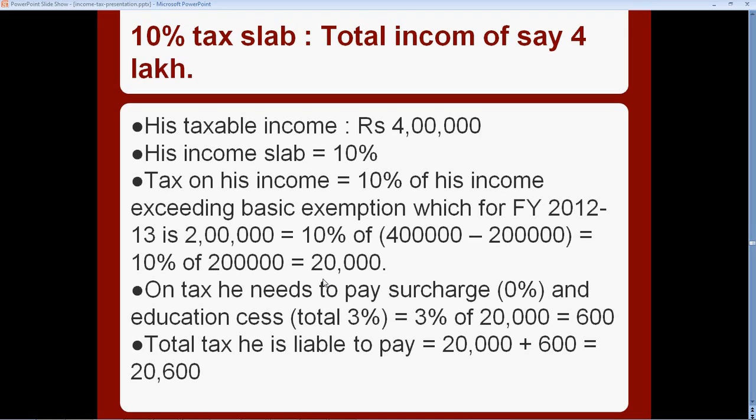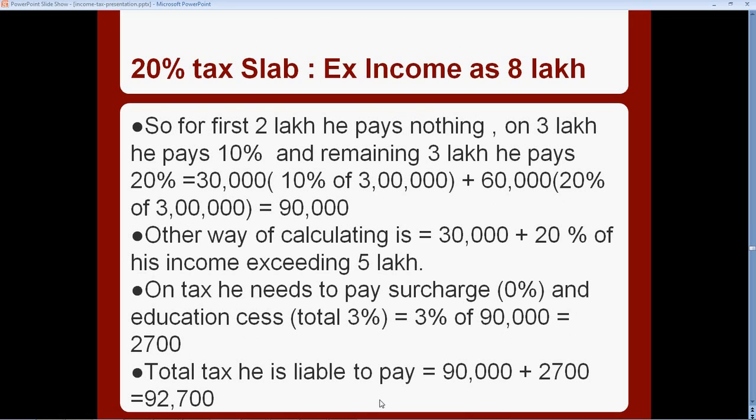On this, he needs to pay a surcharge of 0% as his income is less than 1 crore, and education cess of 3%. So 3% of 20,000 is 600. So the total tax that a person earning an income of 4 lakh is liable to pay is 20,600.